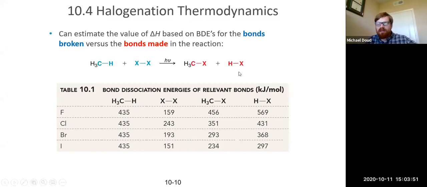So to predict the enthalpy of the reaction, we can just use bond dissociation energies. And we know that we are going to take the sum of the bond dissociation energies for the bonds that were broken and subtract from it the bonds that formed. So, for example, this is going to be the same throughout each halogenation. We're going to talk briefly about fluorine and iodine, and then we'll talk mostly about chlorine and bromine here. So again, it's bonds broken minus bonds formed.